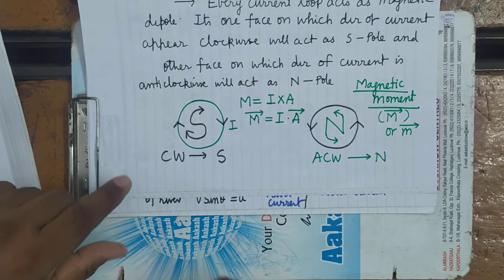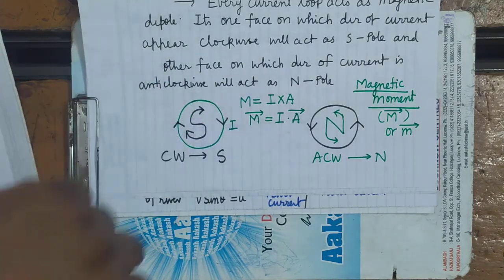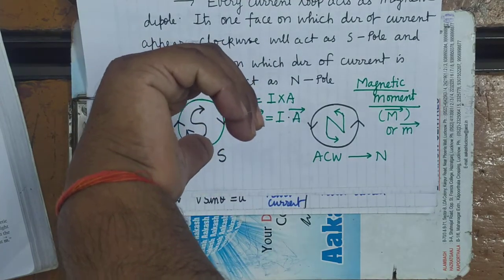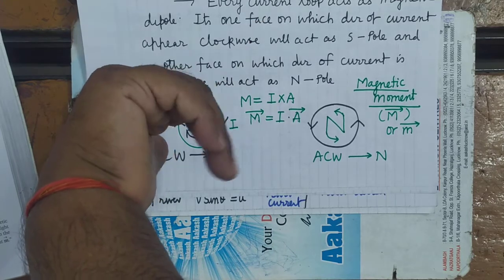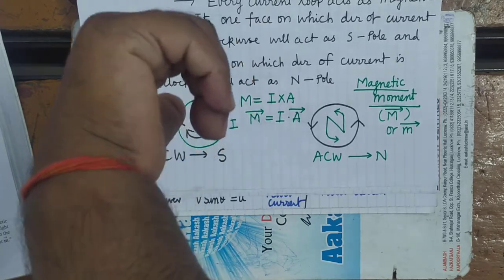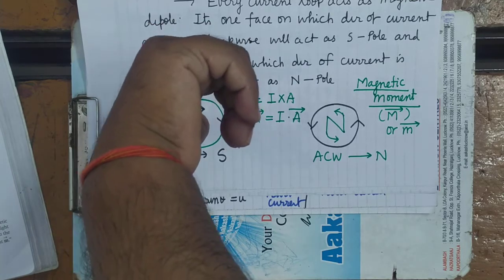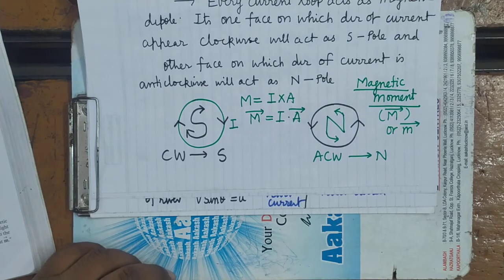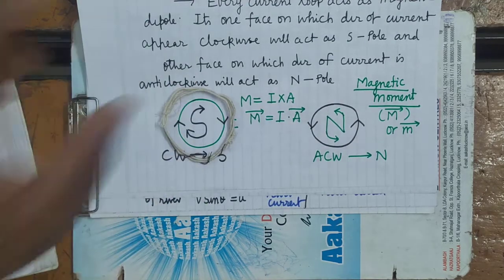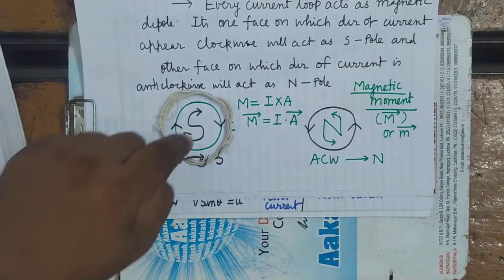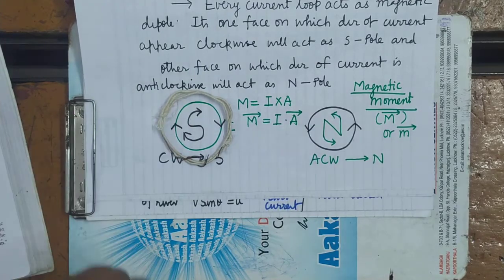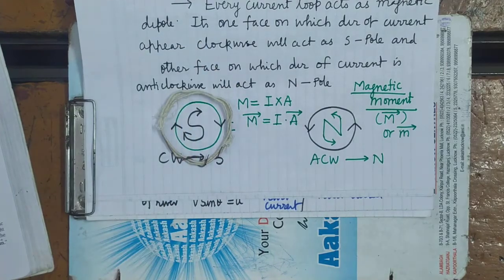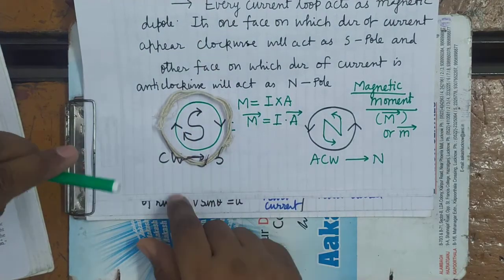For example, here current is flowing in the clockwise direction. You will curl in this way. It must be visible to you. Its curling should be in the clockwise direction. Thumb is pointing downward. Means we can say, if we assume that it is lying on the plane of paper, the direction of magnetic moment will be perpendicular to the plane of paper in the downward direction.